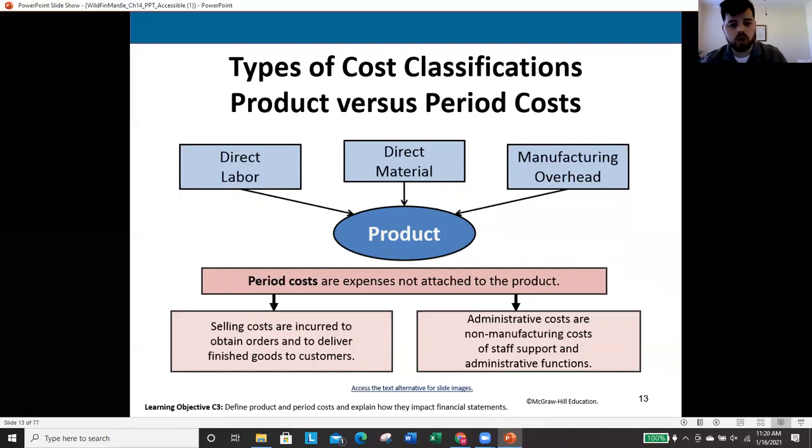Okay, so all of those terms, product cost or production cost, inventoriable cost, and manufacturing cost, all mean the same thing. So if you hear me use any of those terms, or if a question uses any of those terms, I want you to know we're talking about the same thing.